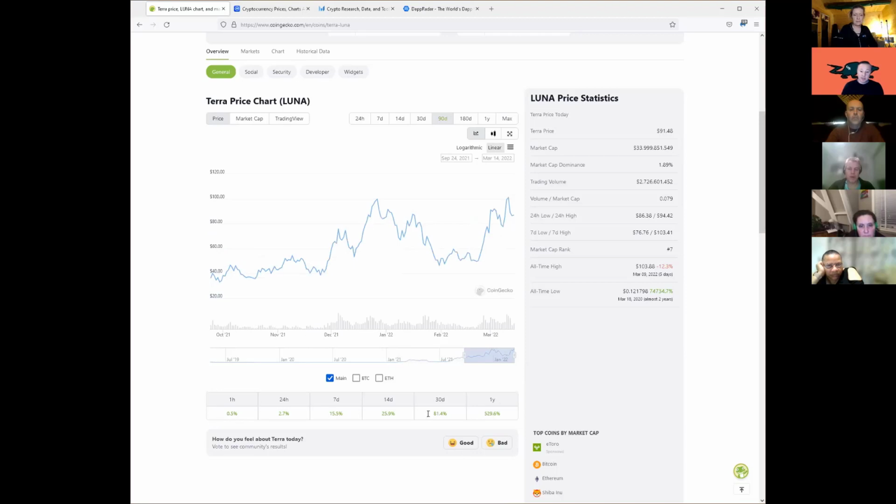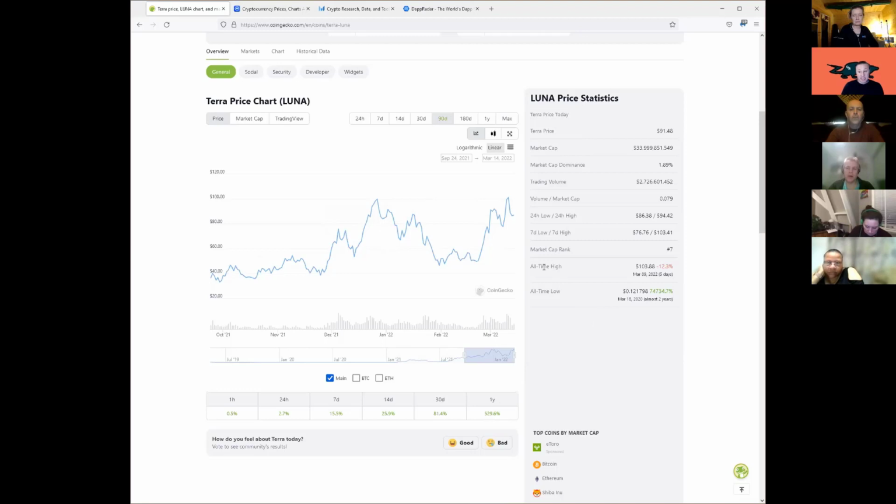And you've also got below that what it's done over the last up to a year. So that's pretty useful when you're looking at the price action on it. The right hand side also gives you a lot of useful information on it as well.